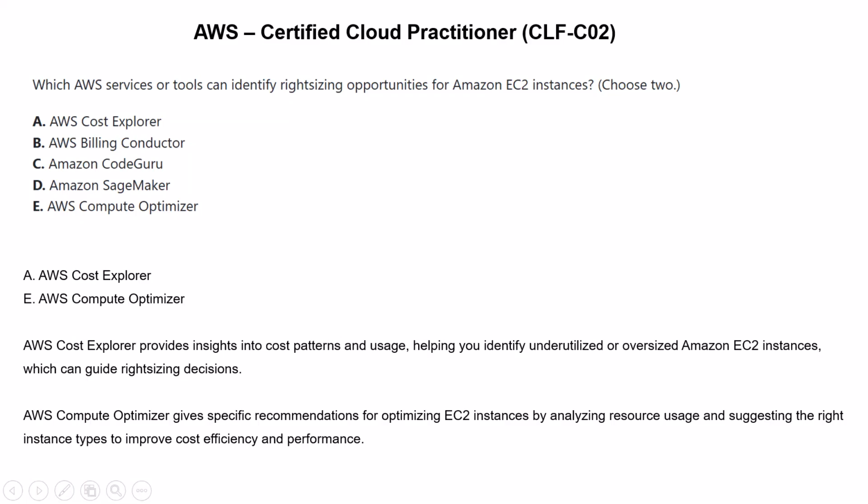AWS Cost Explorer provides insights into cost patterns and usage, helping you identify underutilized or oversized Amazon EC2 instances, which can guide right sizing decisions. AWS Compute Optimizer gives specific recommendations for optimizing EC2 instances by analyzing resource usage and suggesting the right instance types to improve cost efficiency and performance.